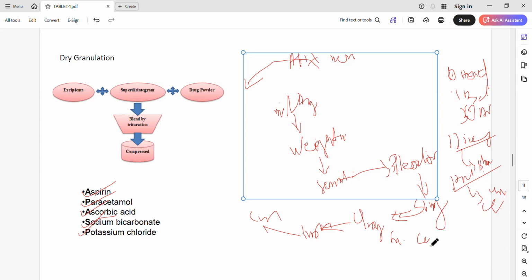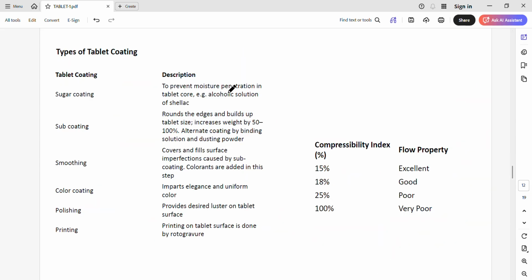Then the cam track is doing the guiding of the movement of the punches. Before it comes in our GPAT, what is the use of the cam track doing? Okay, now we discuss tablet coating. In tablet coating, there are several types. First is sugar coating.